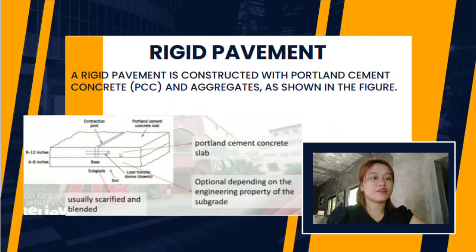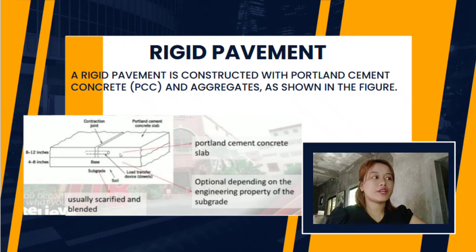Next is the rigid pavement. A rigid pavement is constructed with Portland cement concrete or PCC and aggregates. As shown in the figure is a representation of the section of a rigid pavement. We have here 3 layers. The bottommost layer is still the subgrade or the soil, which is usually scarified and blended before it is compacted. Next is the base course, which is 4 to 8 inches but is optional depending on the engineering property of the subgrade.